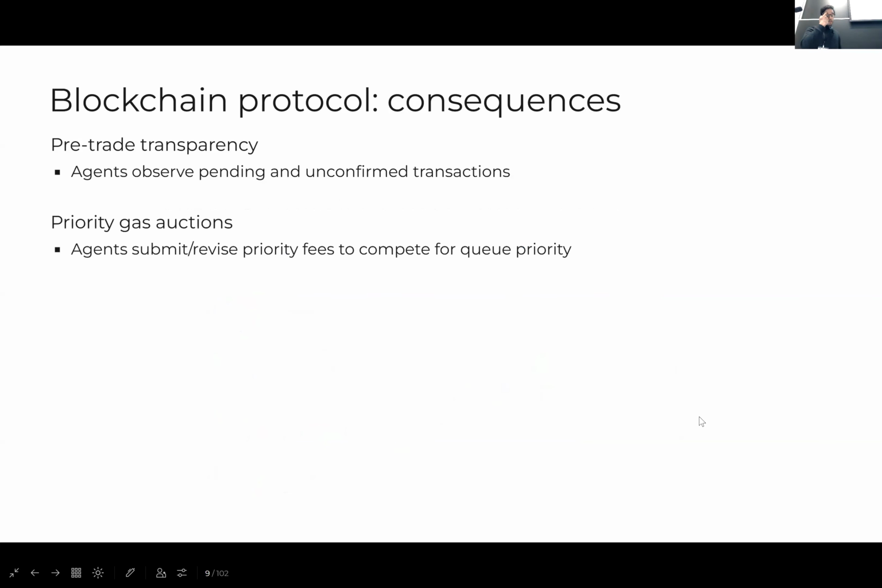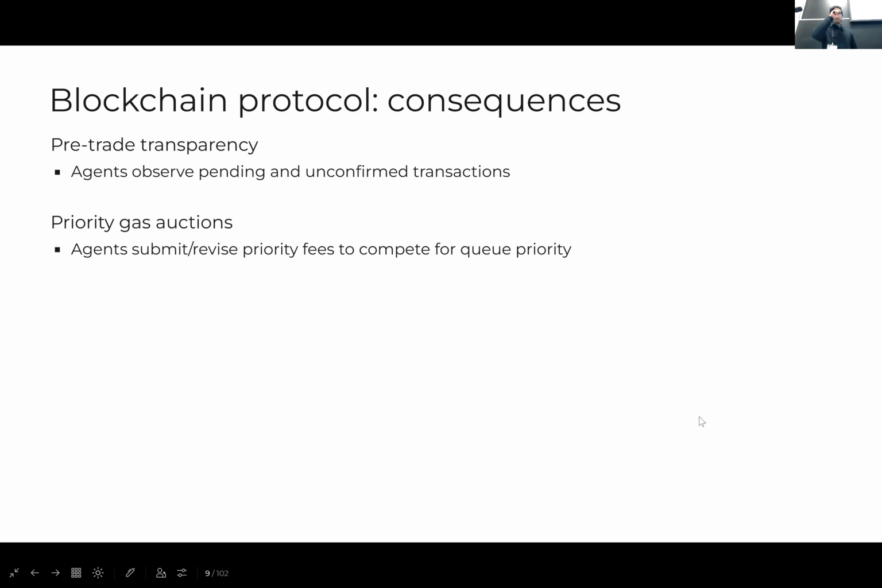In terms of consequences on the microstructure of this market, first is pre-trade transparency, because everything that's going on in those memory pools, the level of priority fees, the direction of the trade, the quantity, and everything is public. So there's pre-trade transparency. Before trades are executed, everything is public. The second thing is priority gas auctions. Seb and I, during these 12 seconds, can fight each other by overbidding.